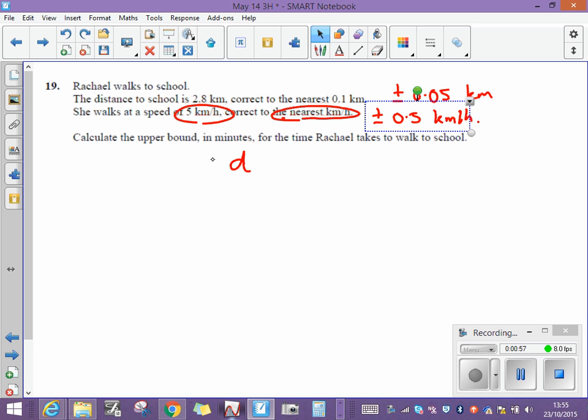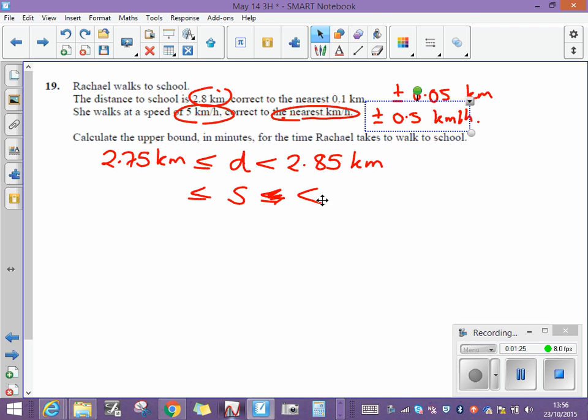So first of all, the distance that she walks to school, I'll write it as an inequality, is going to be between 2.8 plus 0.05 and 2.8 minus 0.05. So the upper bound is 2.85 kilometers and the lower bound is 2.75 kilometers. And her speed, that's 5 to the nearest 1, so it's going to be between 5.5 kilometers per hour and 4.5 kilometers per hour.